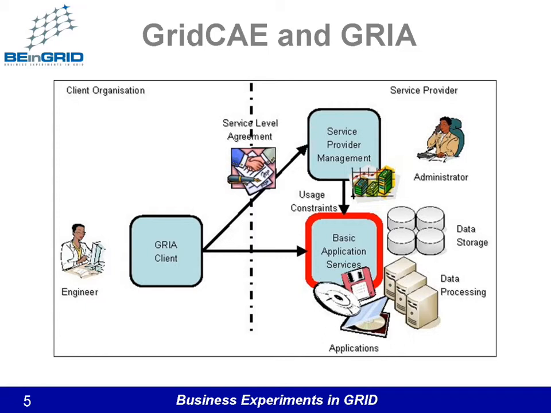The engineer is able to choose an application service provided by the basic application module using relevant services. Here the GridCAE client uses the data processing service. The billing and monitoring is done by interaction of the application service with the account service on the specific account of the user.